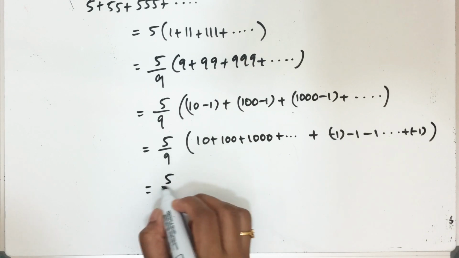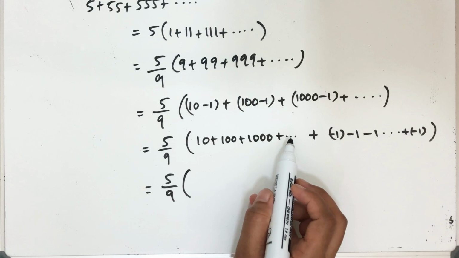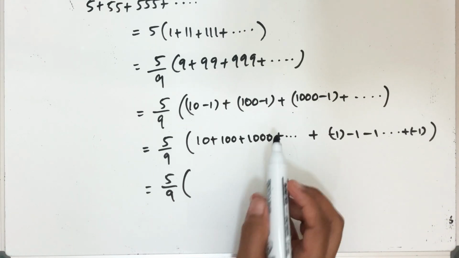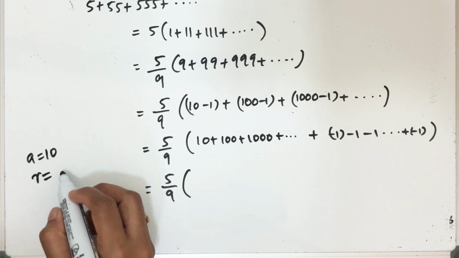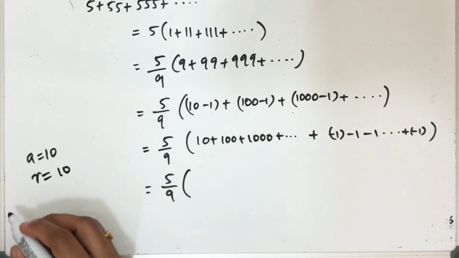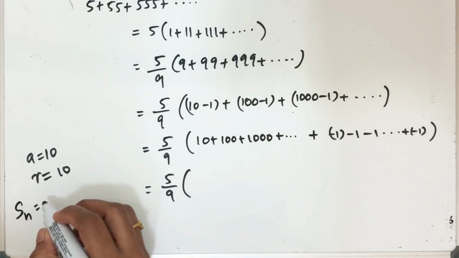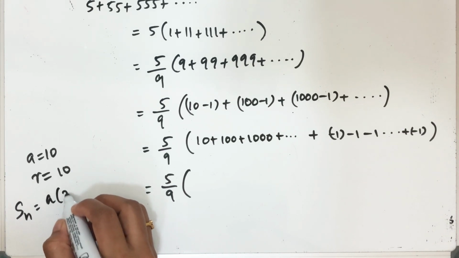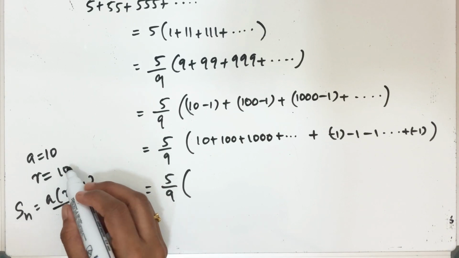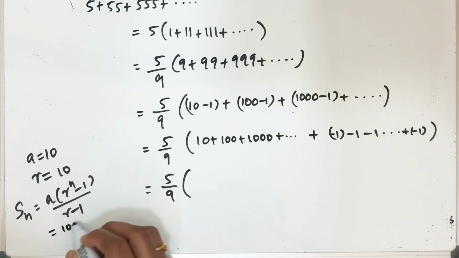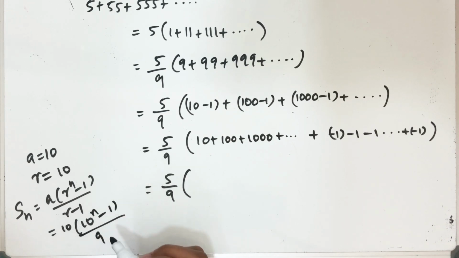Which is equal to 5 by 9 into, now see, 10 plus 100 plus 1000 plus etc. up to n terms. This is a GP with first term a equal to 10 and common ratio r equal to 10. We know sum to n terms of a geometric progression, Sn is equal to a into (r raised to n minus 1) by (r minus 1) when r is greater than 1. Here r is greater than 1, which is equal to 10 into (10 raised to n minus 1) by (10 minus 1), which is 9.